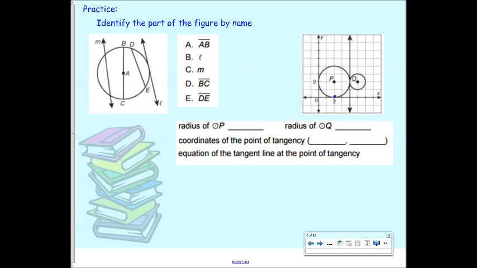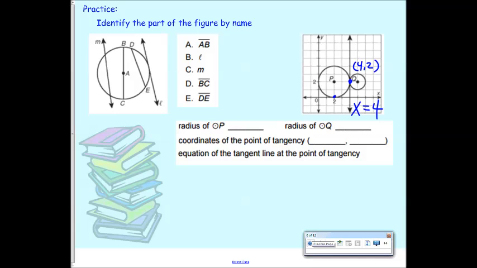If it were horizontal, what would it be? y = 2 if it were a horizontal line. Good. But it wouldn't be a point of tangency. But then on this one, there would not be a horizontal line. I just mean if the circles were on top of each other and it was a horizontal tangent line, then it would be a y equals.